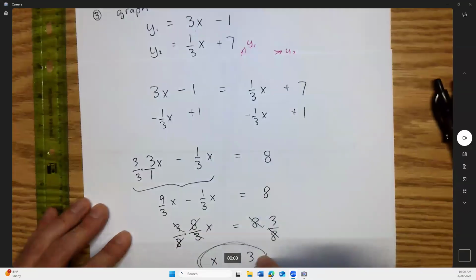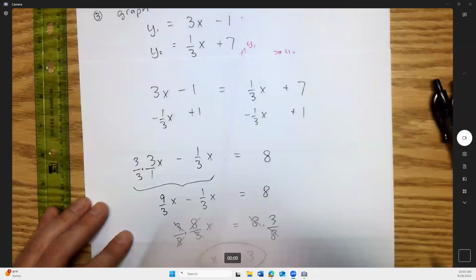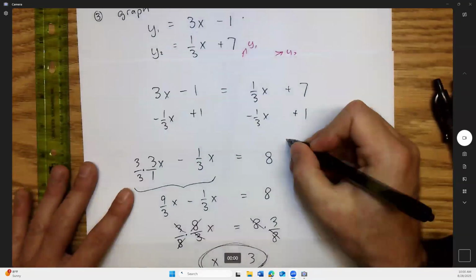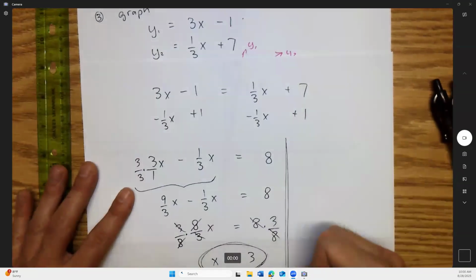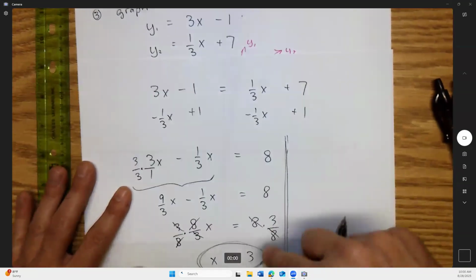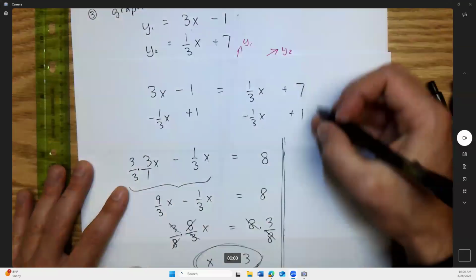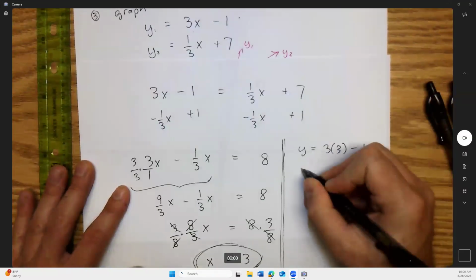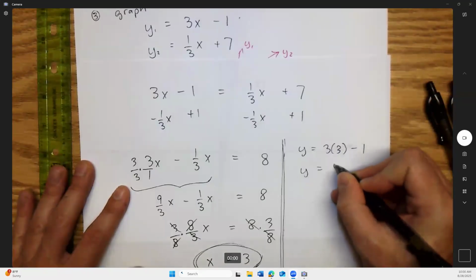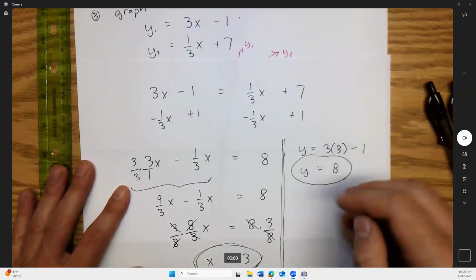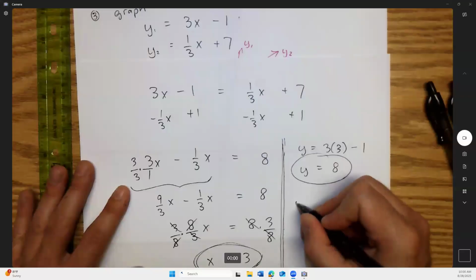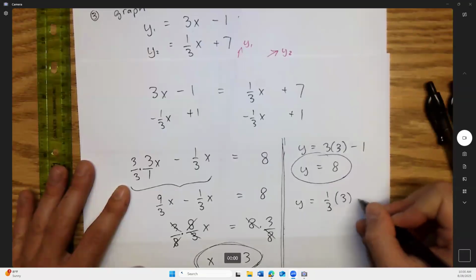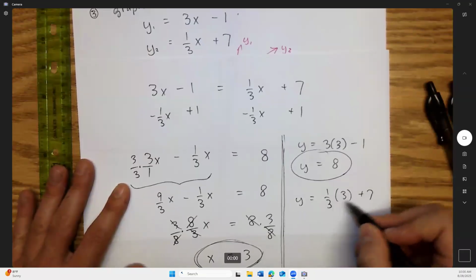Guys, can I take this x equals 3, plug it back into either one, and they should give me the same y value? In fact, they'd have to. And that would indicate you did it correctly. So let's try it both ways and see if it works. We take this 3, plug it into the top equation. So say y equals 3 times 3 minus 1. And that gives me what? 8. And that should work also for the second one. y equals 1/3, and in place of x, I'll put 3, and then plus 7. Guys, what's 1/3 of 3?